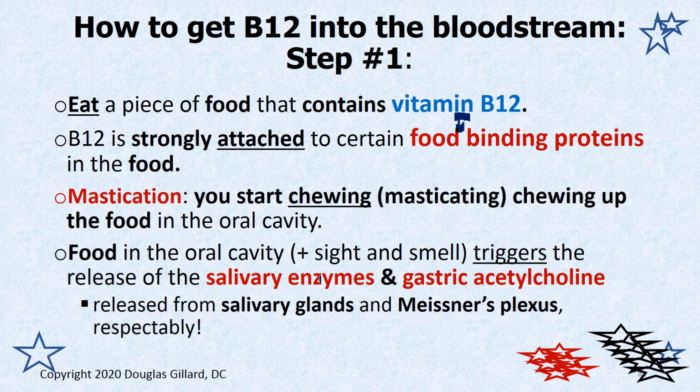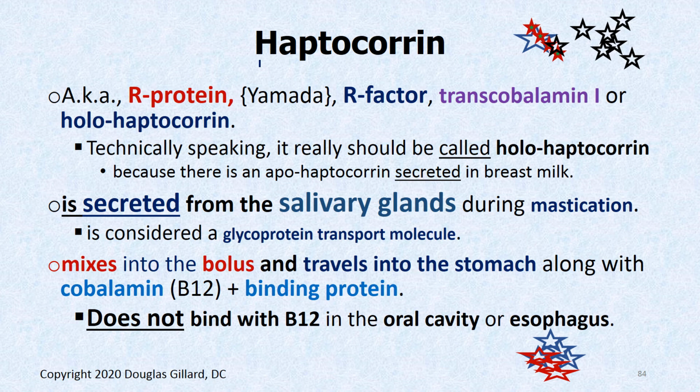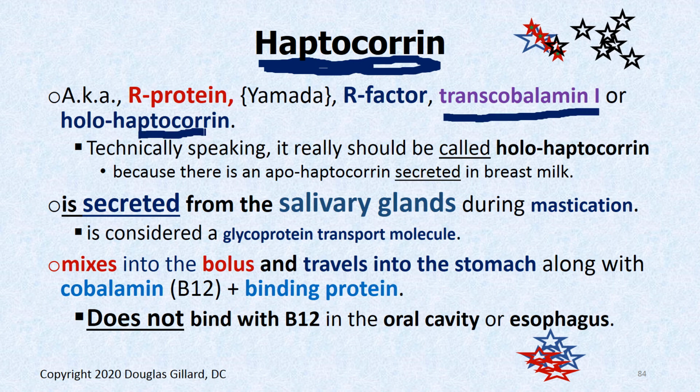But it also stimulates the salivary glands to release some enzymes, and we have amylase and things like that. But the one that I'd like you to know is haptocorrin. Haptocorrin is also called R protein or R factor. Old books call it transcobalamin 1. Sometimes it's called haptocrin. It really should be called holohaptocorrin. This is the best term, but you're not going to see it. You'll probably see it called haptocorrin, because there's actually an apohaptocorrin that's secreted in breast milk.